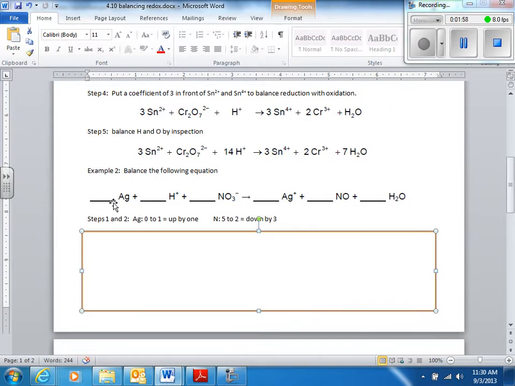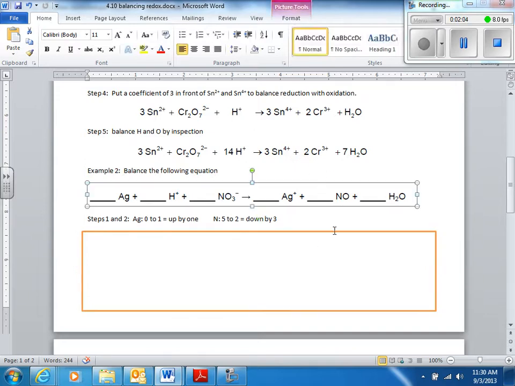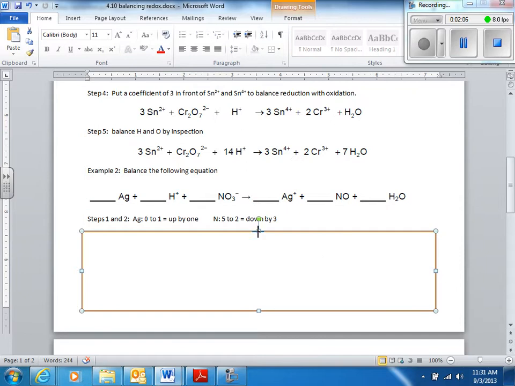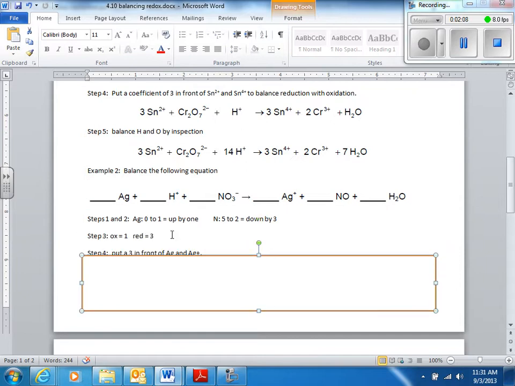Silver goes up by 1. Nitrogen, here it's 5, here it is 2, so it went down by 3. And then the next step, oxidation changed by 1, reduction changed by 3. The atoms are the same, so we don't have to worry about balancing the atoms. But we do have to balance the electrons now.